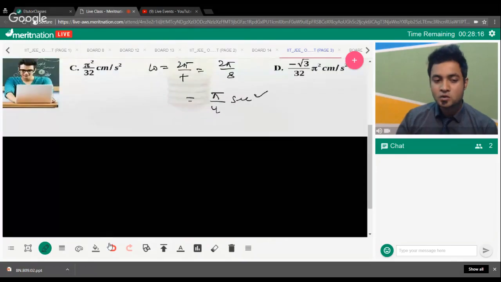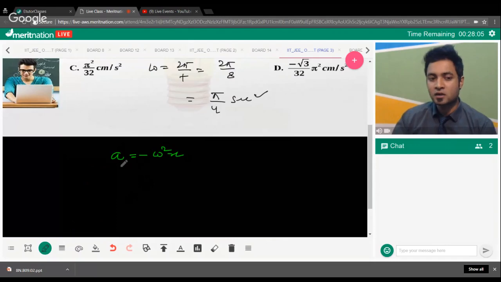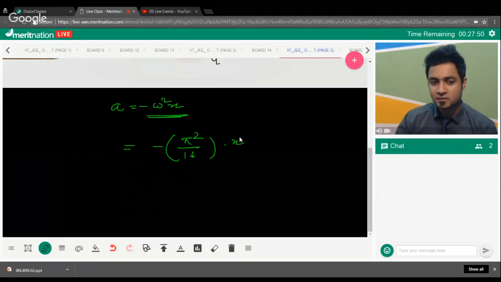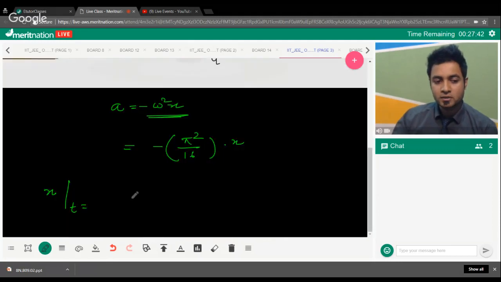And if I ask you what is the acceleration term, I just told you acceleration is nothing but minus omega square x, isn't it? In the case of the SHM, the acceleration is coming out to be minus omega square x, right? So here, the minus omega square, how would you put this one? This one as pi square upon 16, right? And x, I'm leaving it as it is. So I just need to put the value of x at t equals to 4 by 3 seconds. That's what we need to calculate, right? So this is 4 upon 3 seconds.